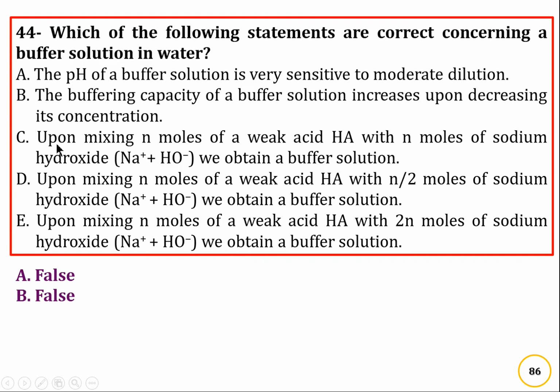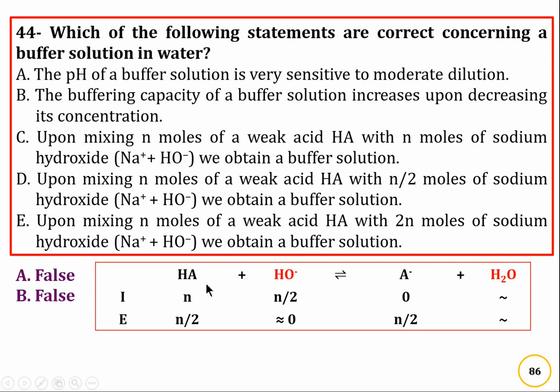Part C, upon mixing n mole of weak acid HA with n mole of sodium hydroxide. When we mix HA and OH- with an equal number of moles, HA will disappear completely. So we destroy the buffer solution. So C is incorrect. We don't have a buffer solution in this case. Part D, we mix n mole of HA with n over 2 moles of OH-. In this case, we may obtain a buffer solution.